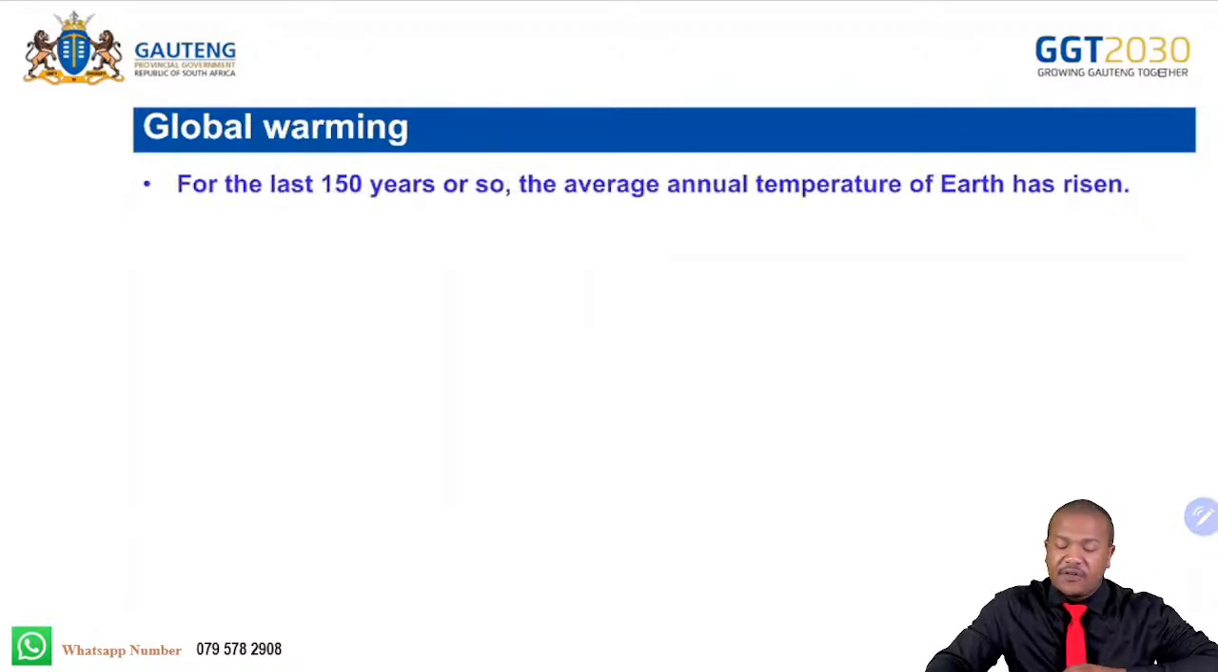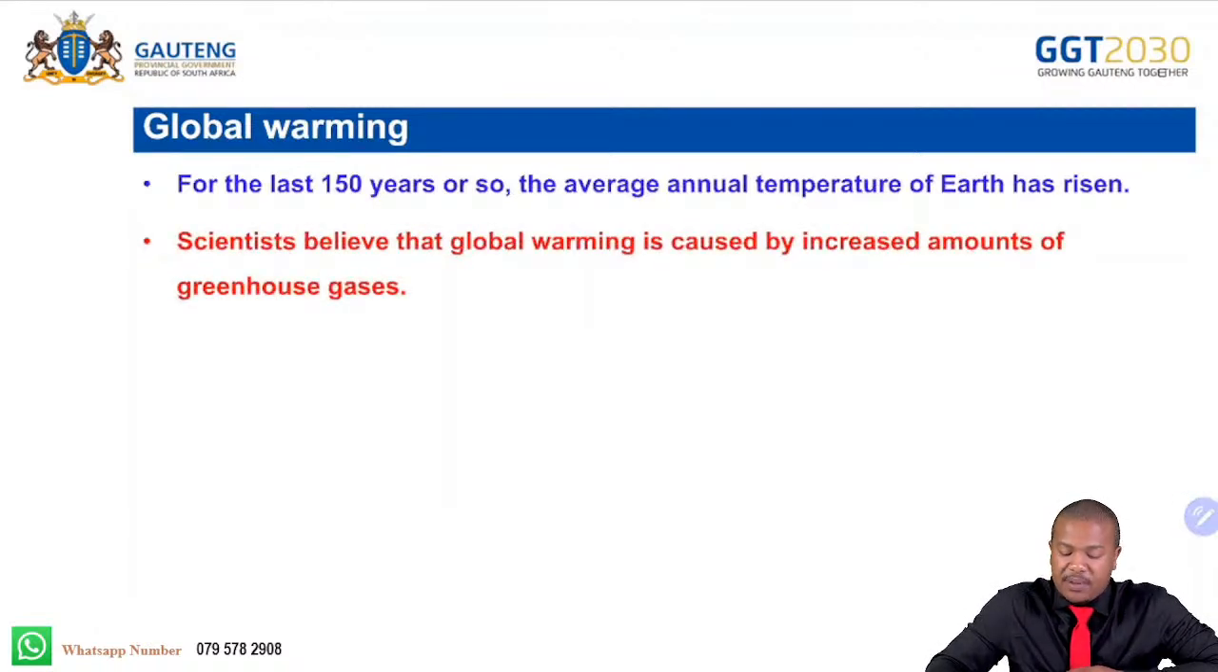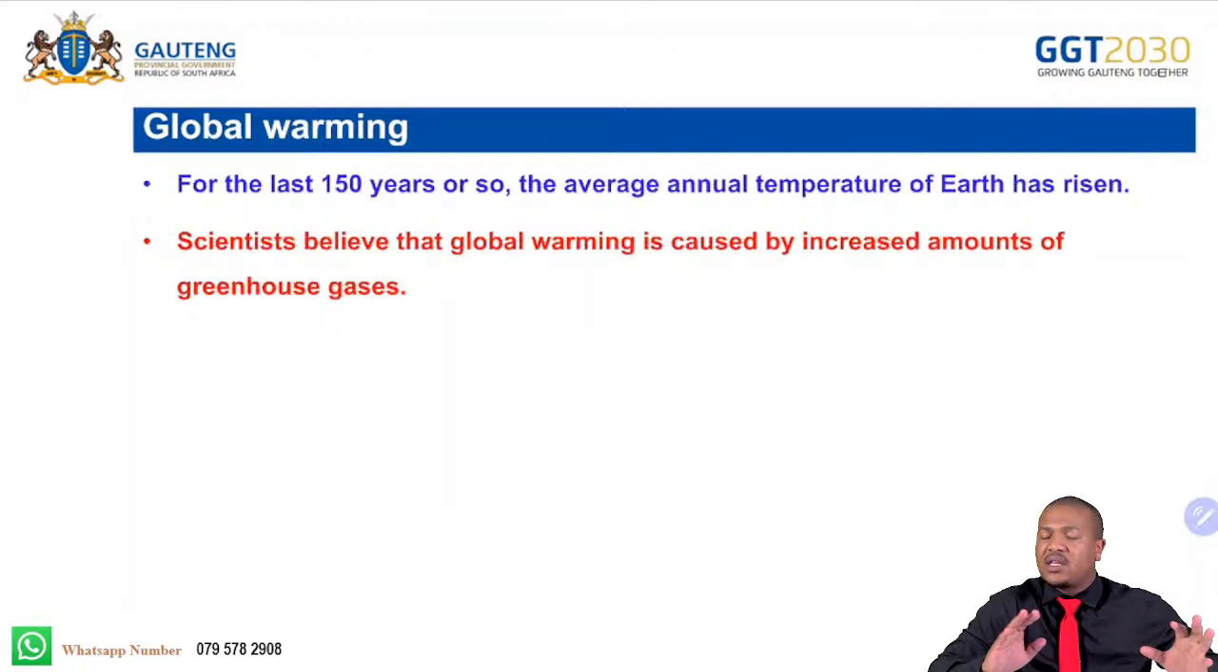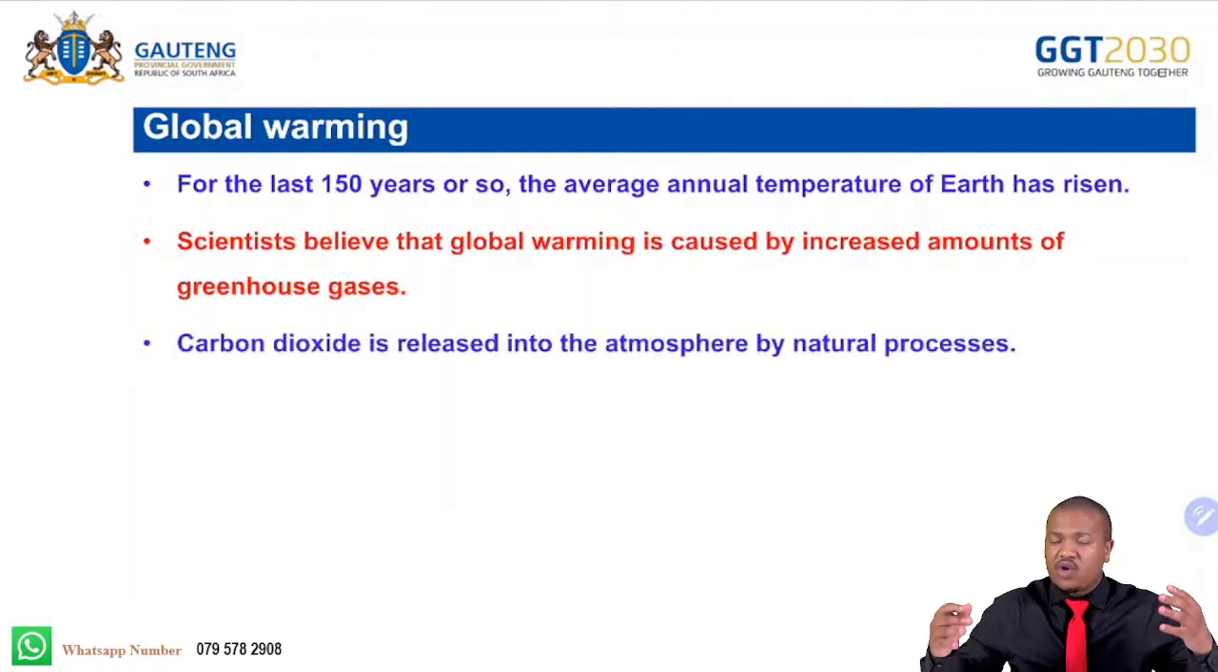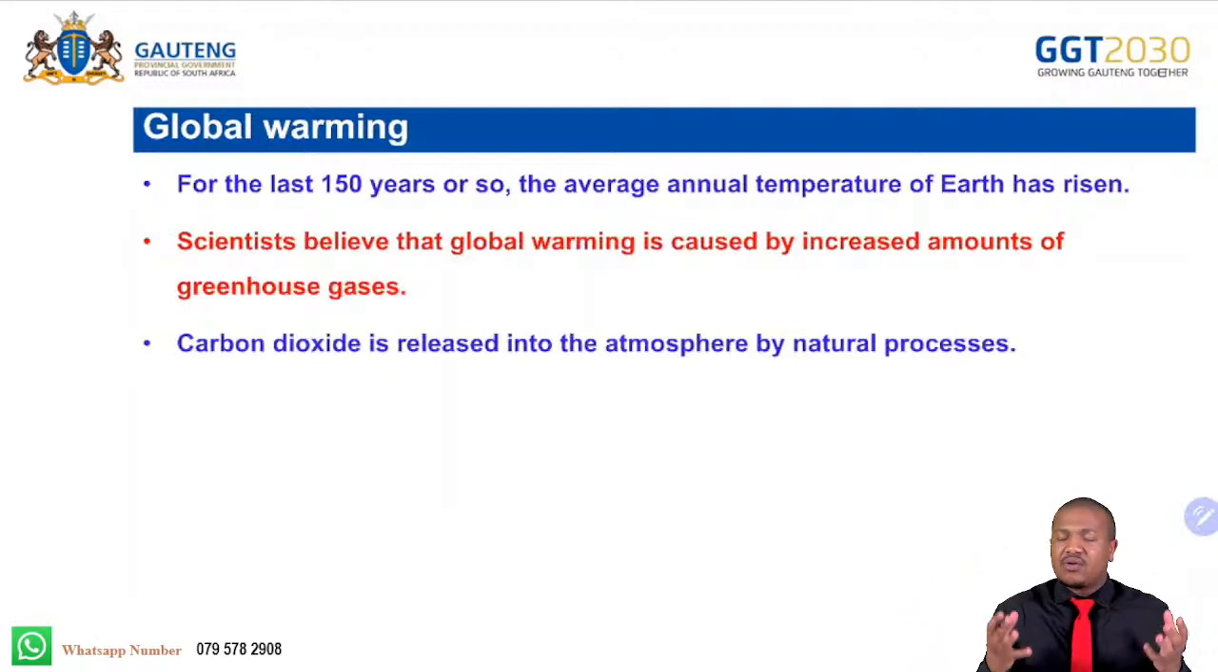For the last 150 years or so, the average annual temperatures of Earth have risen. Scientists believe that global warming is caused by an increased amount of greenhouse gases. So where do we get these greenhouse gases? For example, remember when we burn our coal, there's some release of carbon dioxide, which rises up to the atmosphere and contributes to the increase in greenhouse gases. Now there's more trapping of energy again, leading to global warming.